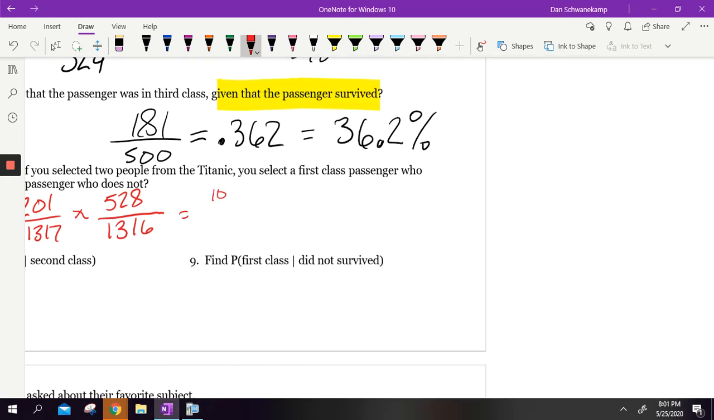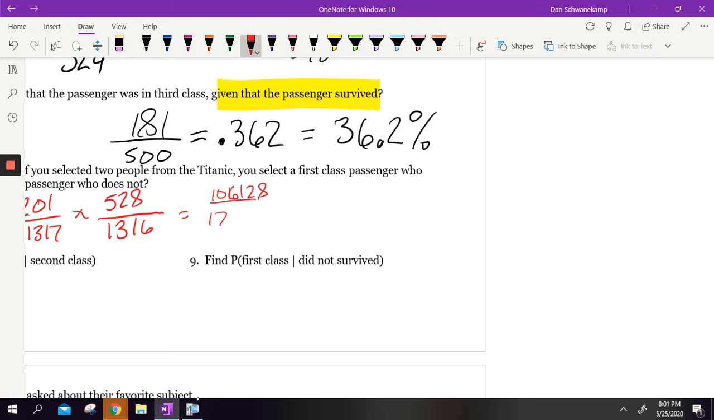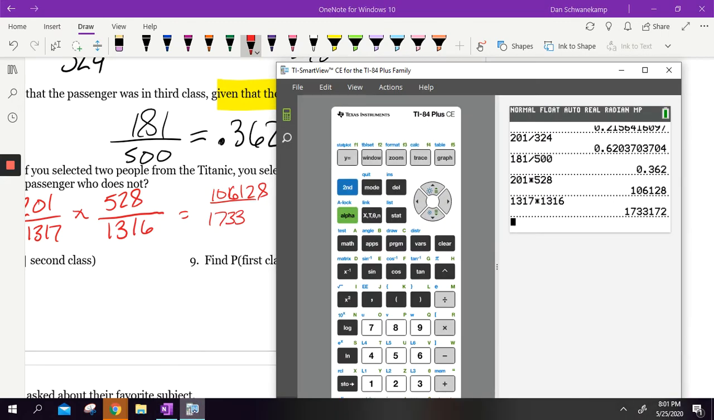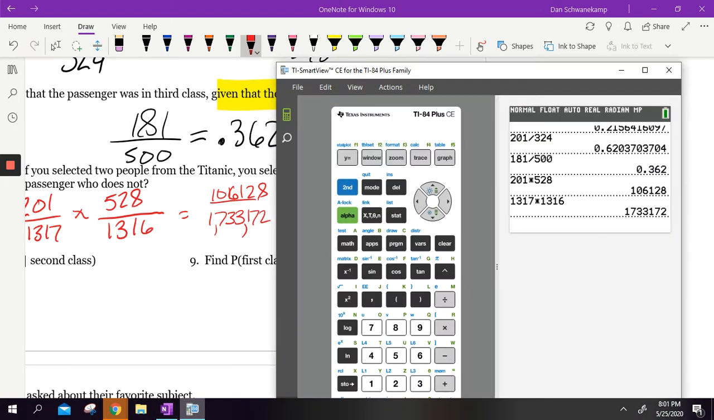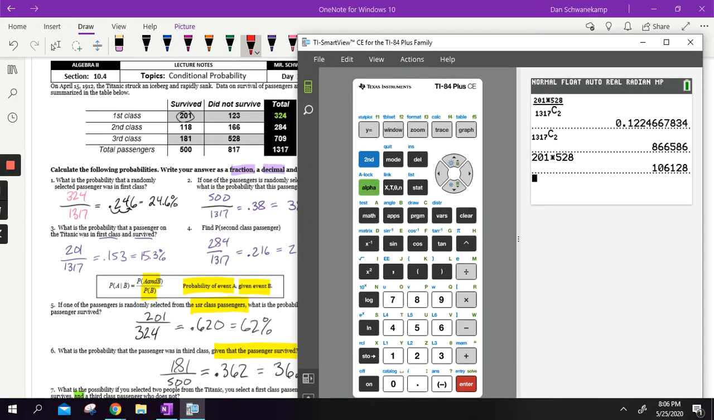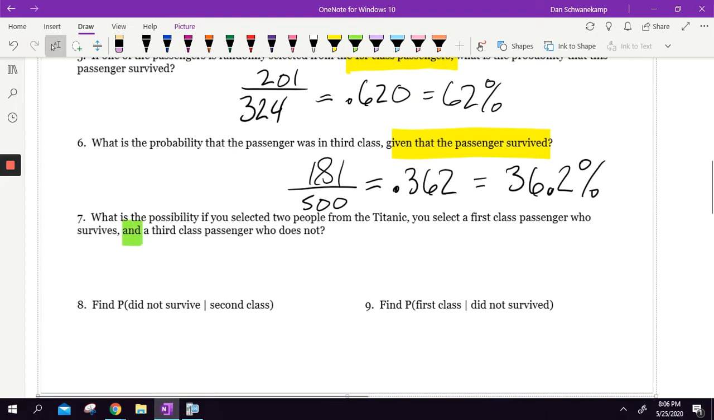So 1,106 over 1,733,172. That's that. Sorry, I'm going to adjust. I was reading that question wrong. I would like to do it the different way. So again, sorry, go back to this.